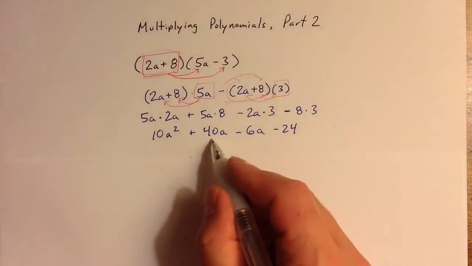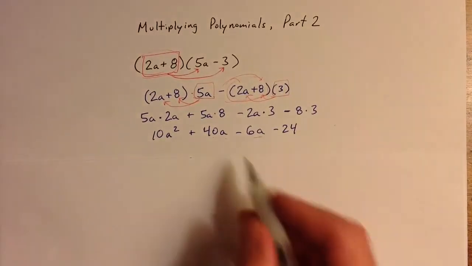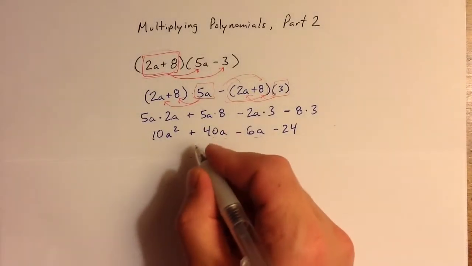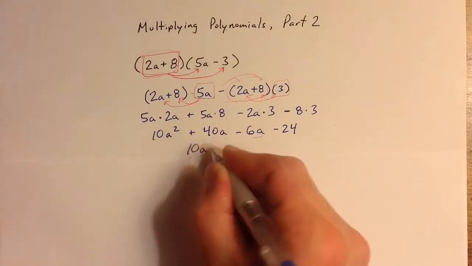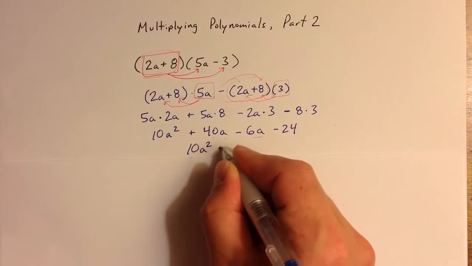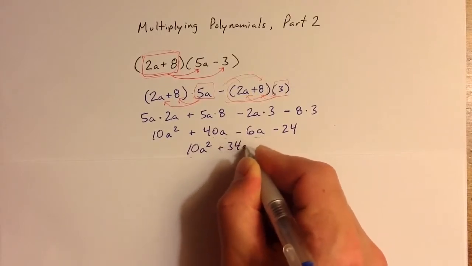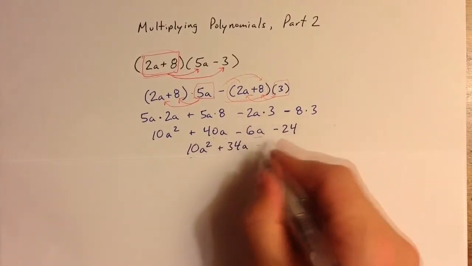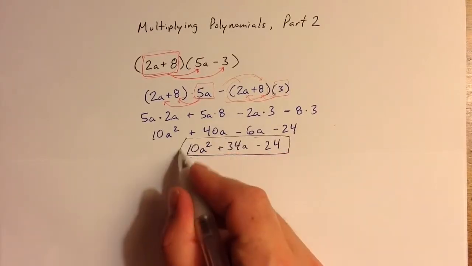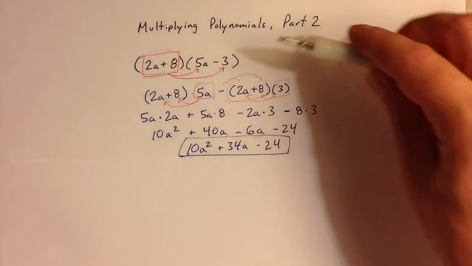And the two middle terms here are like terms. They have the same variable raised to the same power. So we can finish our problem and simplify by gathering them together. So I have 10a squared plus 34a, 40 minus 6, minus 24. And that would be the final answer, the polynomial that's the product of these two.